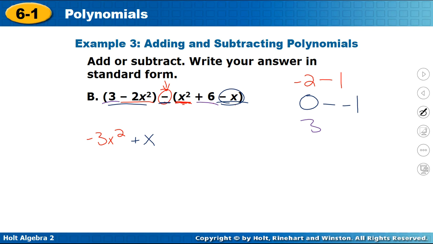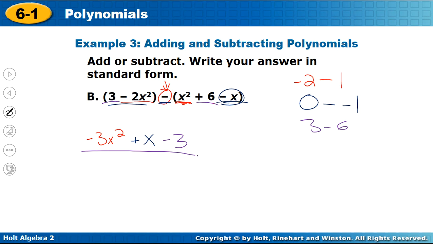So remember, you have a 3 minus a 6. A positive 3 is positive 6, but I am subtracting them. 3 minus 6 is a negative 3. All right, so combine everything. There's your final answer. All right, now let me backtrack a little bit.